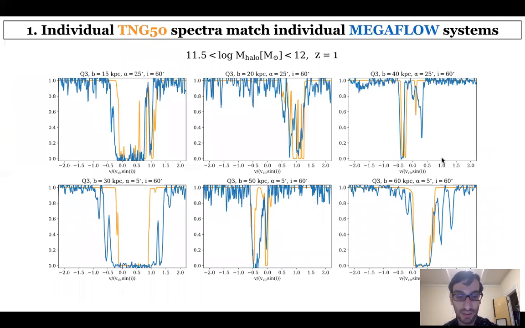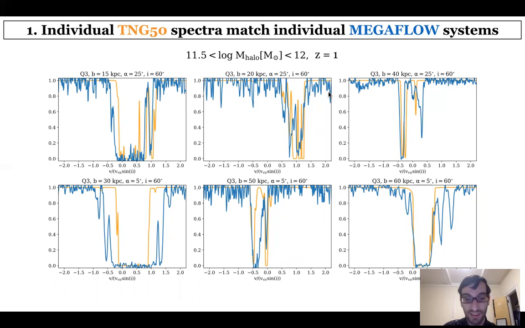So first, showing some individual observed spectra in blue, along with individual spectra from TNG50 in orange, chosen from this halo mass range at redshift of 1 in order to mimic the properties of MEGAFLOW. So what should be clear is that individual TNG50 halos reproduce magnesium-2 spectra of individual MEGAFLOW systems very well, despite the diversity that's present in the observations.